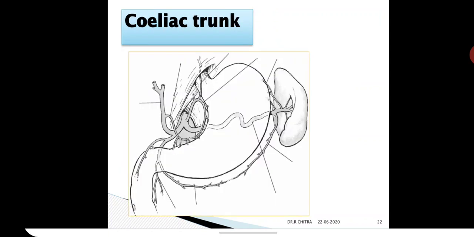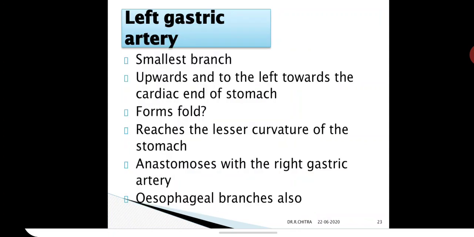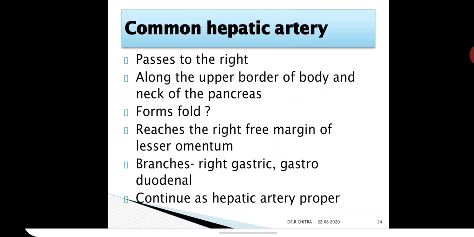So the left gastric artery, you see in this picture, passes upwards and to the left to the cardiac end of the stomach, runs in the left border of the stomach so as to anastomose with the right gastric artery. It forms one fold in the lesser sac. In the lesser sac class we told this left gastric artery forms one fold, that is the left gastropancreatic fold or the superior gastropancreatic fold. So now we will move on to the common hepatic artery.